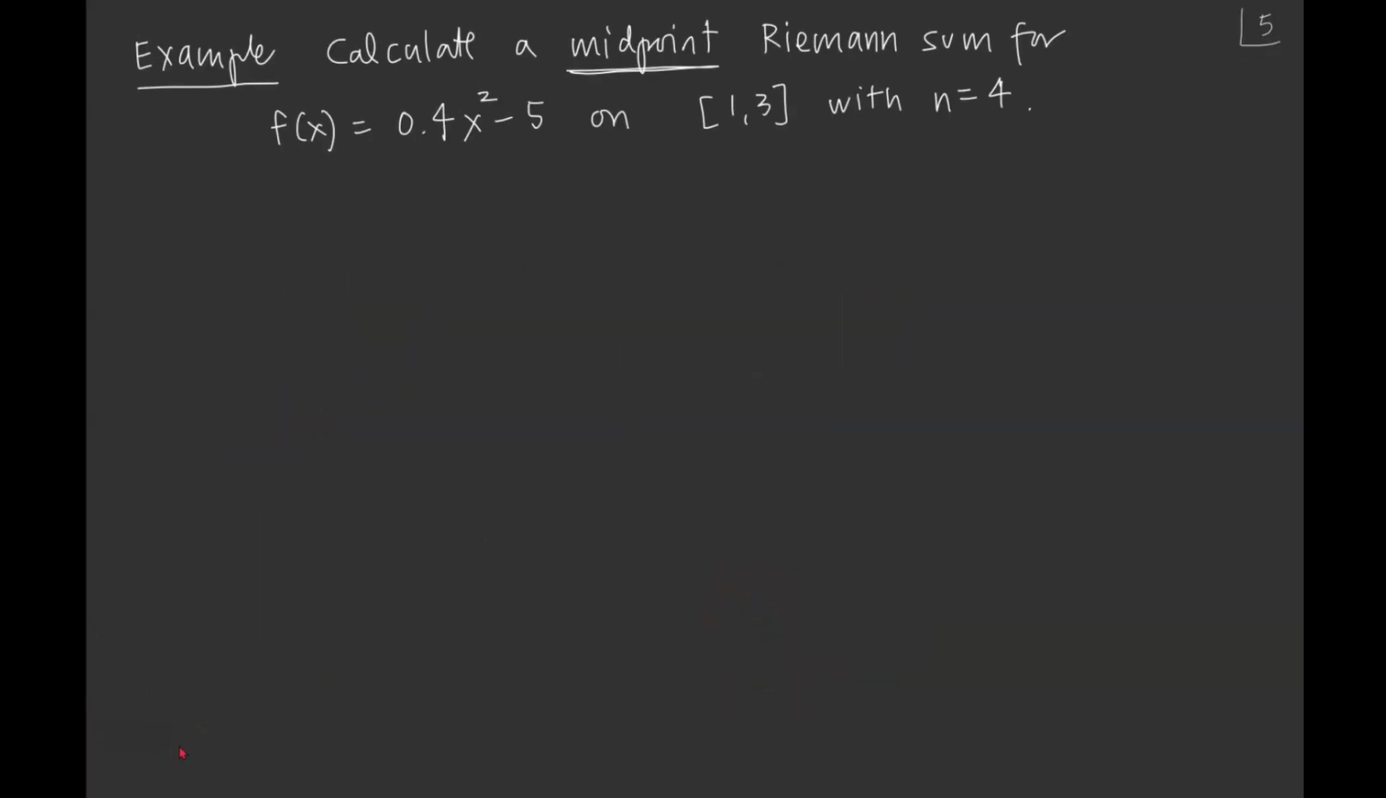In this example, we're actually calculating a Riemann sum, a midpoint Riemann sum for the same old function that we've been working with on the same interval, and we're going to use 4 subintervals. So this time there's no mention of sigma notation. They just want us to calculate the Riemann sum. So in the end, the answer needs to look like just a number. We want the estimate for the area under the curve.